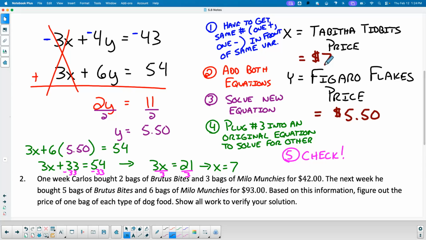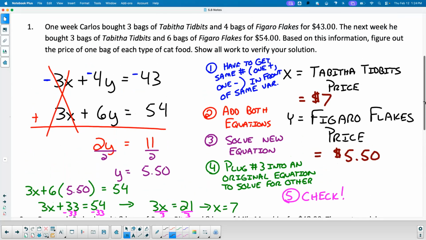So let's go back to our original problem now. If Carlos bought 3 bags of Tabitha's Tidbits, how much money did he spend just on Tabitha's Tidbits? $21. So we're sitting here and he's got $21 in the first week. If he buys 4 bags of Figaro Flakes, how much money is he spending? $22. $21 plus $22 is $43, and that's how much he spent the first week. So it checks out in our first sentence, first equation.